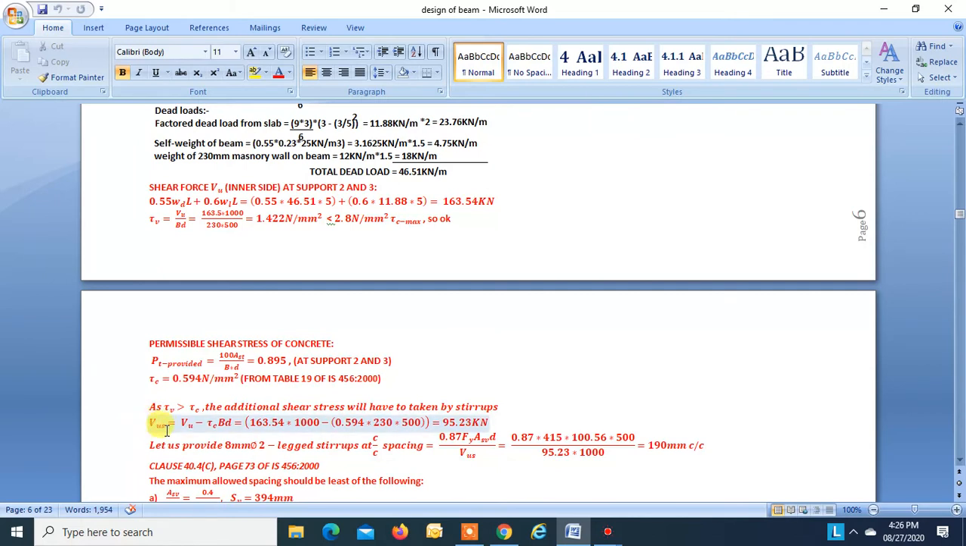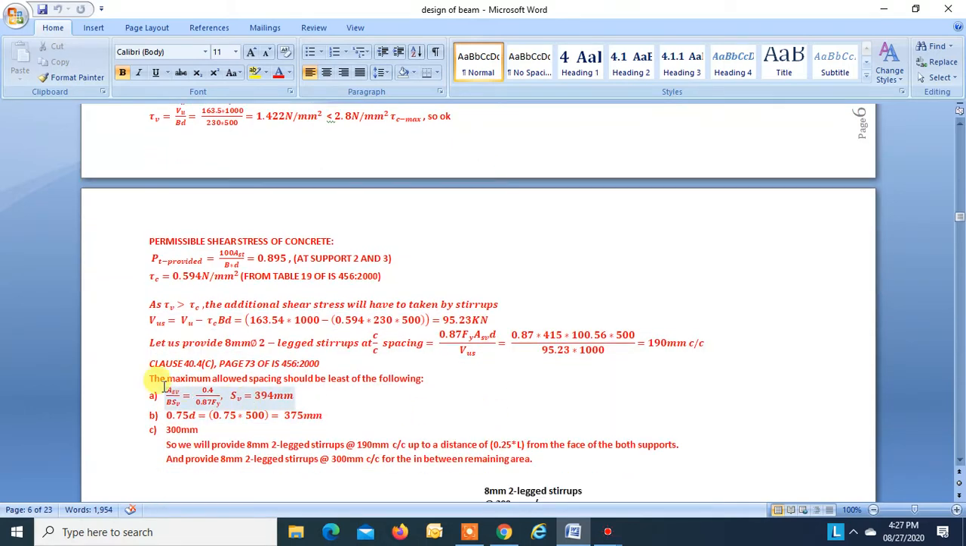So, Vs is equal to Vu minus tau c. This is the formula given to us, and we get the shear force to be carried by stirrups equal to 95.23 kN. Now, let us provide 8 mm 2-leg stirrups at center. Spacing is found by this formula, which is given in clause 40.4c, page 73 of IS 456-2000.